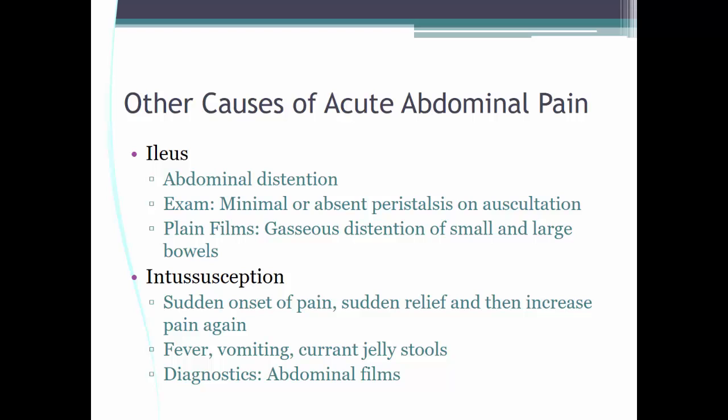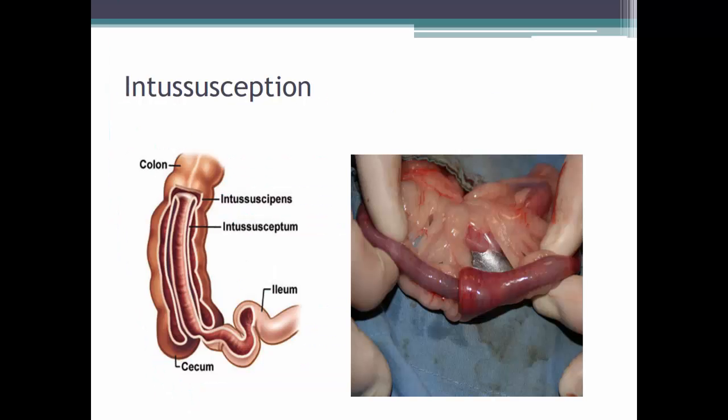You sometimes could palpate the abdominal mass, or that invagination of the intestine into itself, which is described as a sausage shape. That's typical of intussusception. And the treatment is surgery. This is the invagination of the intestine into itself.